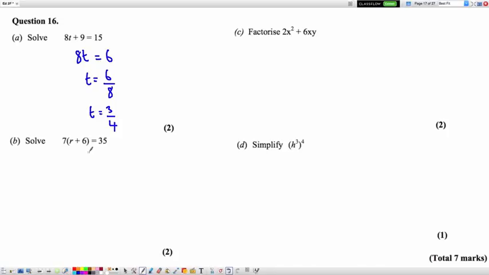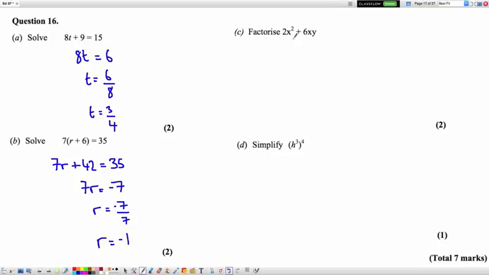Our first step to solve this equation is to expand the brackets by multiplying first. 7 times r is 7r. 7 times 6 is 42, equals 35. Then we continue like before. Subtract the 42 from both sides. 7r equals -7. Divide through by 7, r equals -7/7. This is perfectly acceptable for 2 marks, however you may want to simplify to -1.